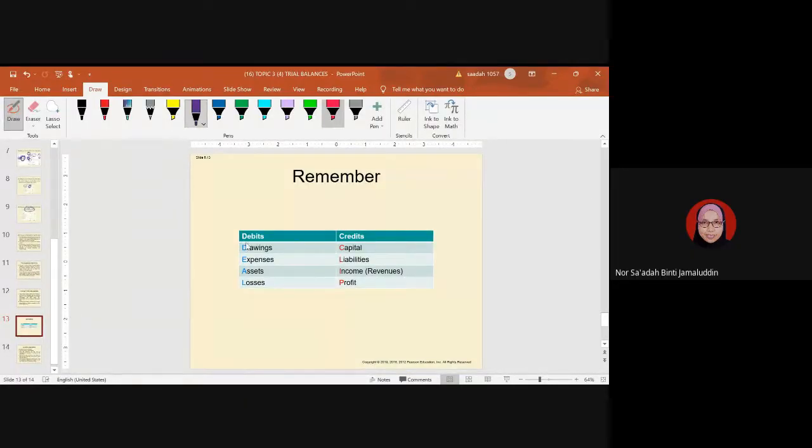Okay, when you already finish transferring all the balance brought down into your Trial Balance, let's say the figure of the debit side and the figure of the credit side are not equal. So what should we do? Okay, the first thing is you should remember this here. Debit: drawing, expenses, asset, losses. Credit: capital, liabilities, income, profit.